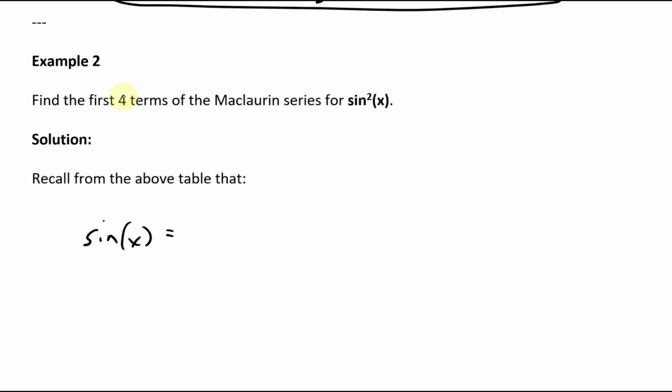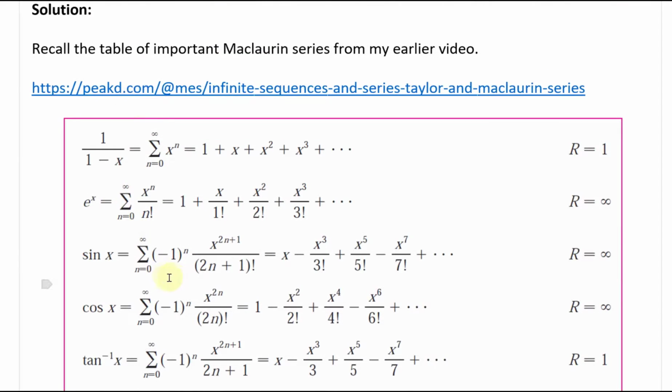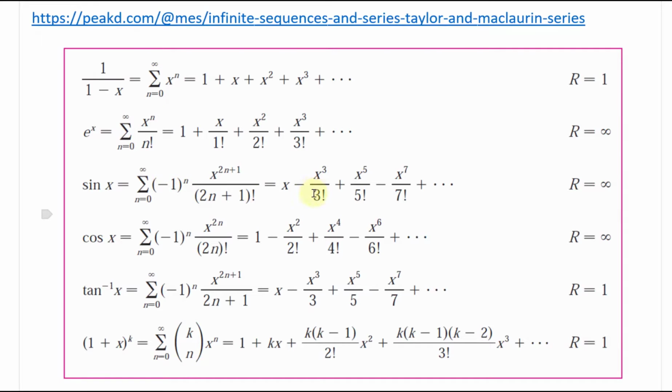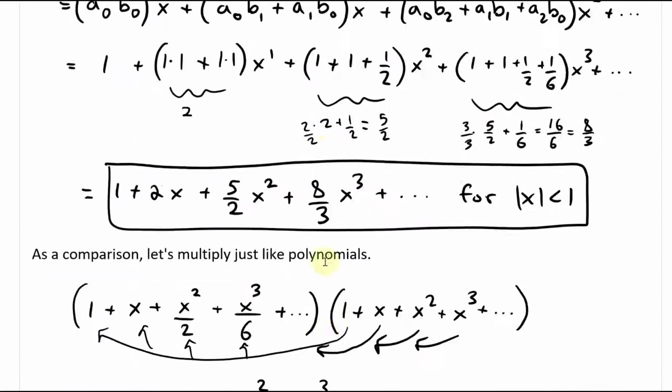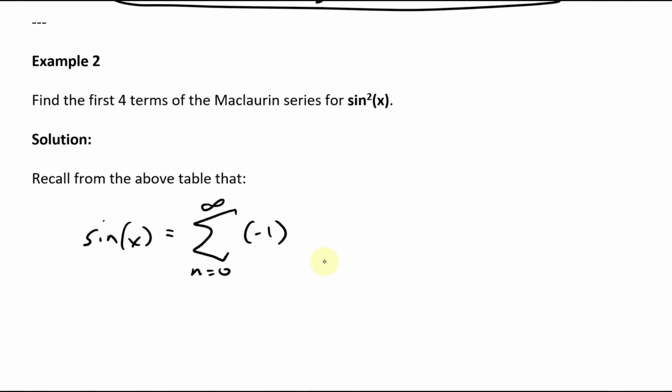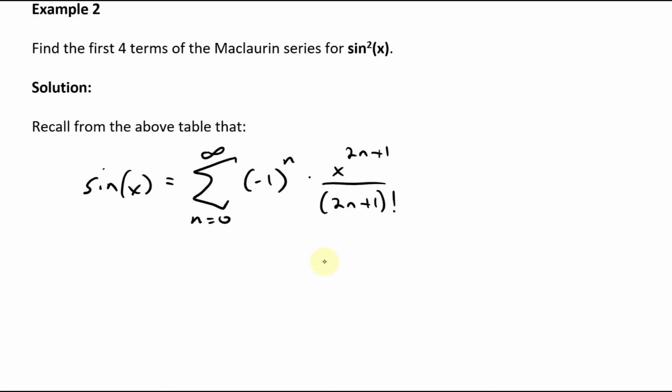Sine of x is equal to, and just for completeness, let's write the entire thing out. This equals (-1)^n, and it's always going to be alternating from positive to negative, times x to the power of 2n plus 1, over 2n plus 1 factorial, and it goes in odds. So then let's put equals, down here.